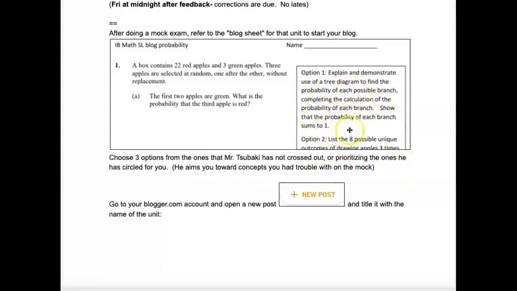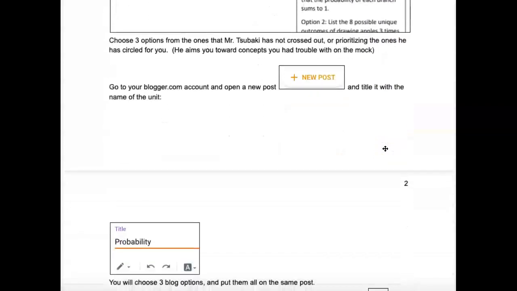You are going to choose 3 of the blog options to do for your blog. There's probably like 5 to 10 to choose from. And when we're on campus, I will help you choose the right ones by circling the ones that you should choose or crossing out ones that I don't think you should do. I do that to try to push you to do ones that will actually help you. Okay? During online class, I won't be doing that step because it requires me to actually be in the same room with you. It's too hard to do with online class.